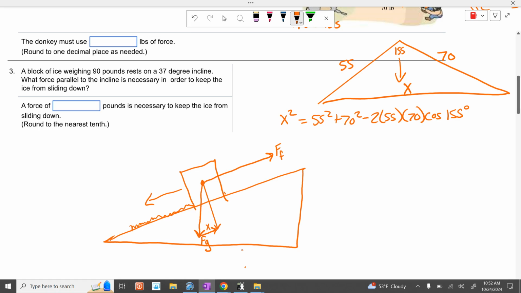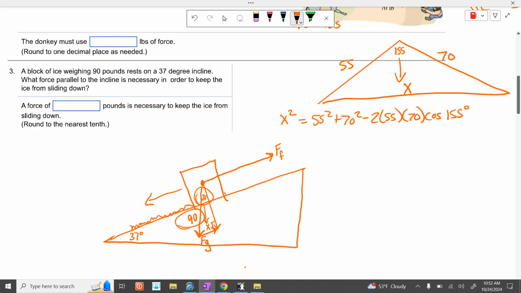We know the force of gravity is 90 pounds. That's the hypotenuse of that right triangle. We want to figure out x. We know this is a 37-degree angle. That's a small angle of this triangle. So of this triangle, the small angle is also 37 degrees because it's drawn at a right angle or perpendicular to the incline. So we have a 37-degree angle there. The hypotenuse is 90. I want to know the opposite side.